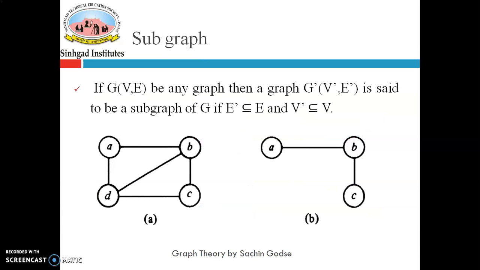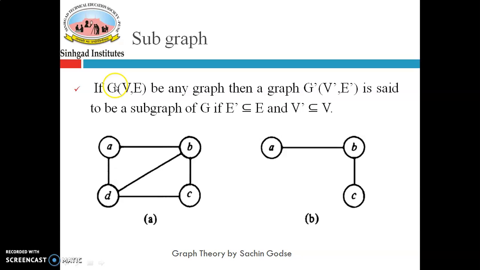If you see the next term, that is a subgraph. There are two given graphs. Graph B, if you see, is a subgraph of graph A. What do we mean by a subgraph? If G equals (V, E) is any graph, then a graph G dash which contains V dash, E dash, where V dash is the set of vertices and E dash is the set of edges, is said to be a subgraph of G if E dash is a proper subset of E and V dash is a subset of V.